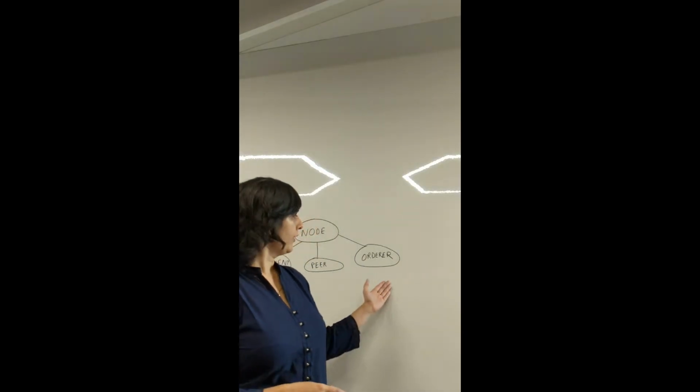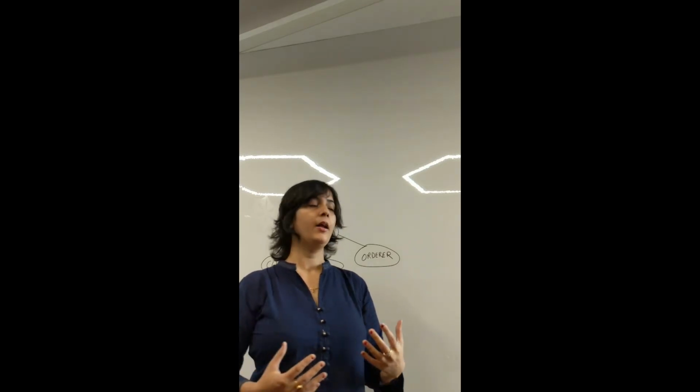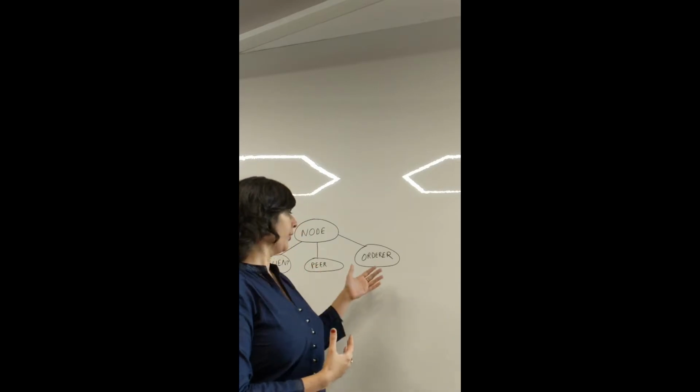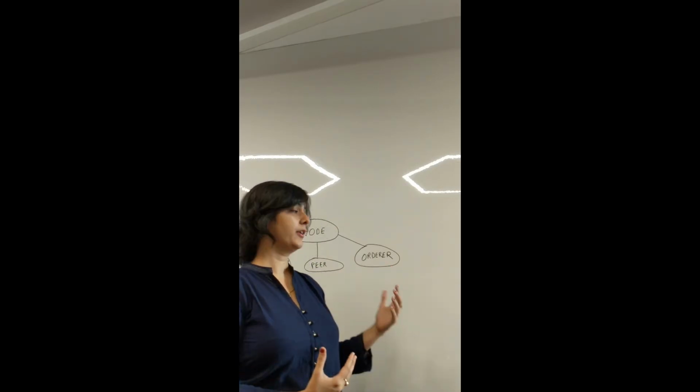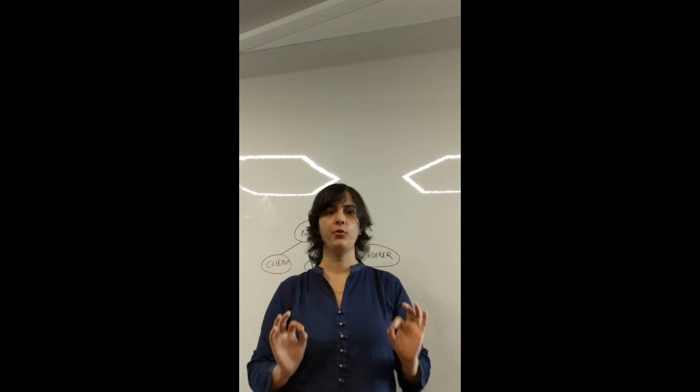An orderer is responsible for providing a shared communication channel within the Hyperledger network, a shared communication channel where the peer, client, and everybody can talk. The ordering service provides delivery guarantee of the broadcasted message. That's the most important thing. Delivery guarantee of broadcasted messages, right?